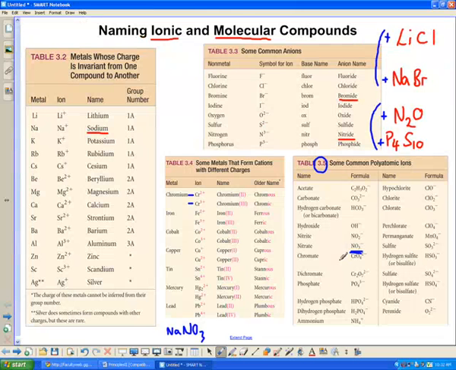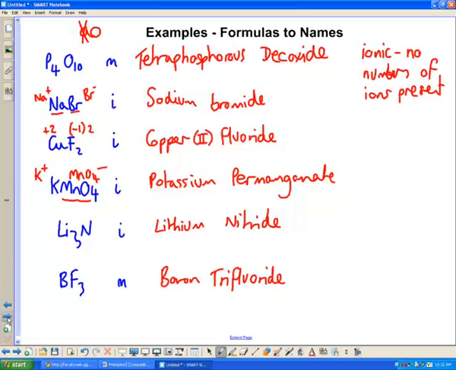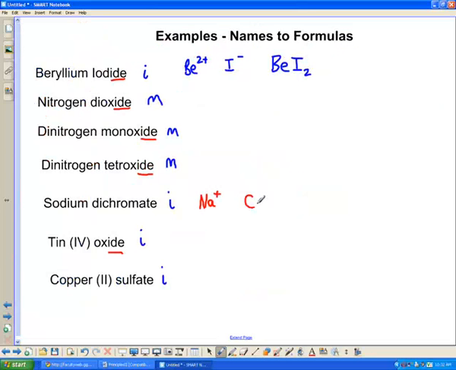Remember, one was dichromate, and there it is, dichromate, Cr2O7 2-. So it contains chromium and oxygen, with a charge of 2-. Cr2O7 2-. So therefore, how many sodiums do we need? Well, of course, we need 2 for every 1 dichromate. That's sodium dichromate.